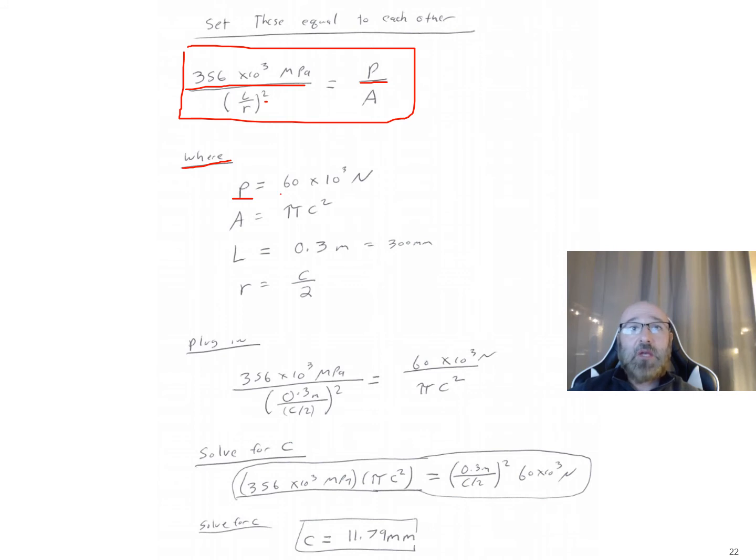Again, I'll write out each of those variables, what units we have, and what values we have. P is equal to 60 times 10 to the third newtons. Area A is equal to pi times c squared. Length is equal to 0.3 meters, or 300 millimeters. And r is equal to c over 2 for our radius of gyration.